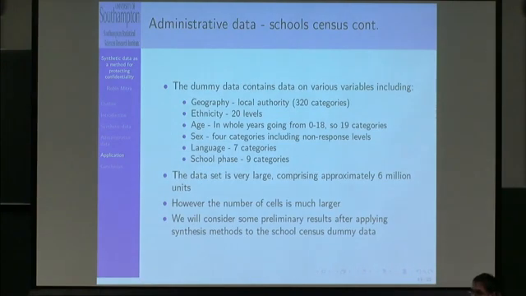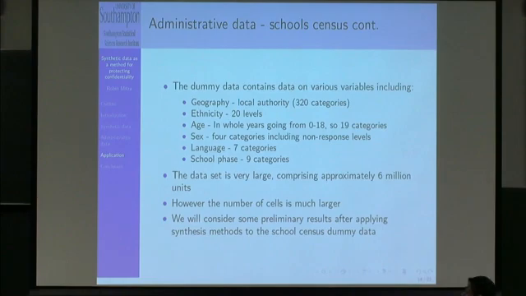Okay, so the dummy data contains data on various variables, including geography, at the local authority level, ethnicity, age, sex, language, and school phase. The key point is they're all categorical, so that has some complications that you'll see in a minute.